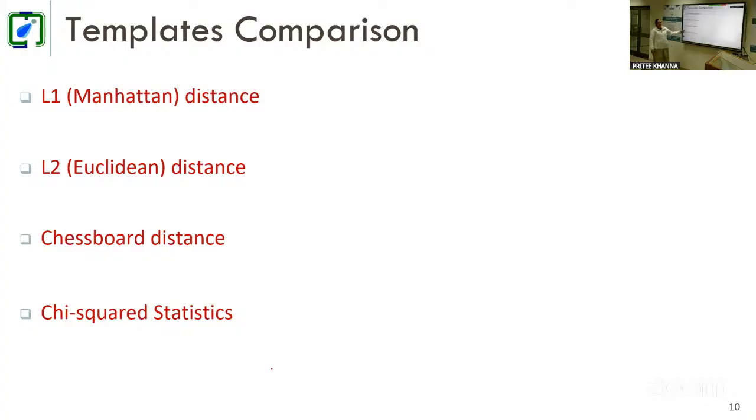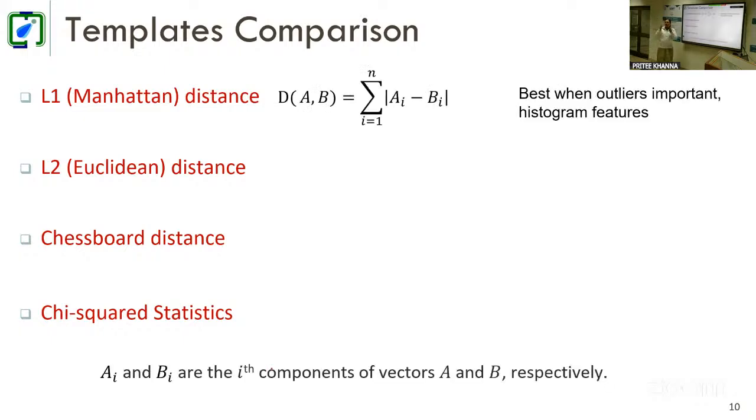Now there are so many distance functions available for comparison. First of all, we have what is called Manhattan distance. What is this distance? Simply take the difference between the two. Here A_i is n-dimensional, so first dimension, second dimension, third dimension, like that. Just take the difference between the corresponding pairs and add it up. That is the L1 distance, and it is important for outliers.